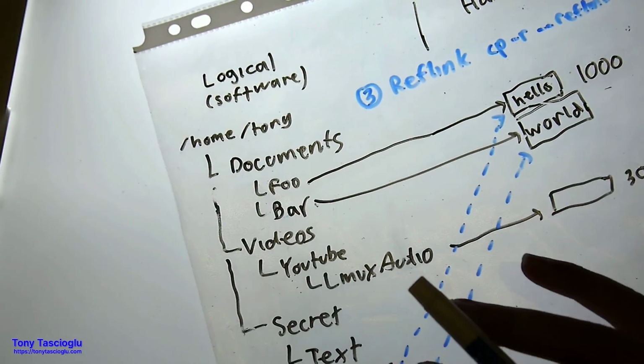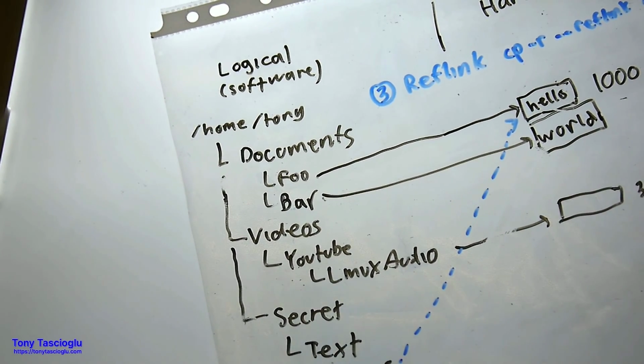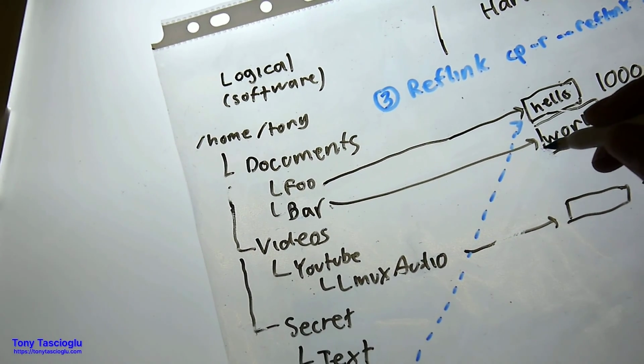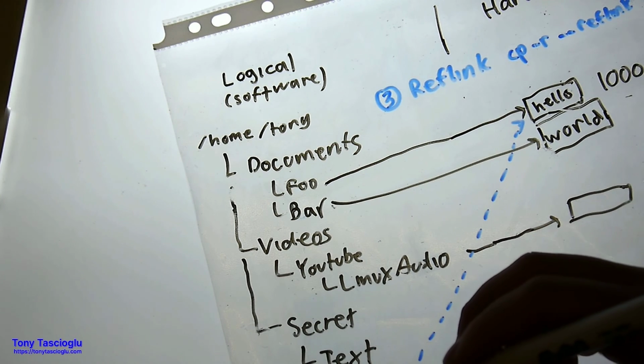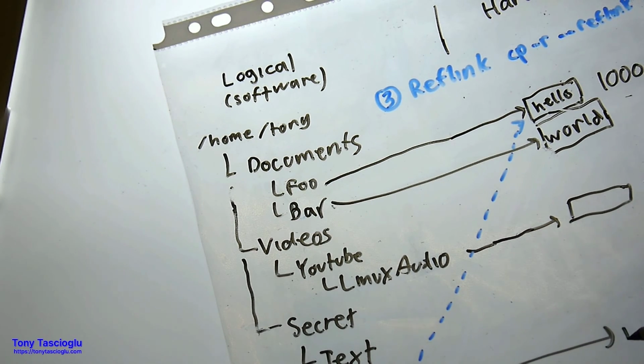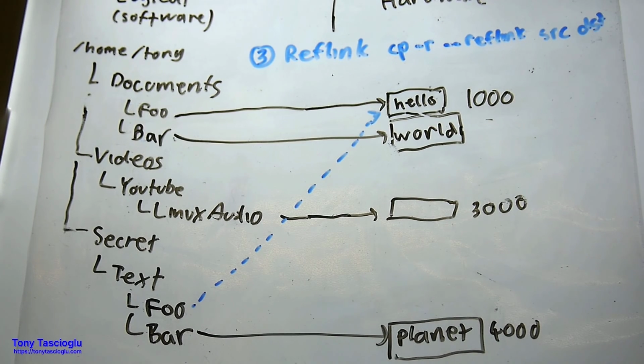But anyway, these point here, and then I update bar, say it said world, and now we're going to make it say planet. Then it gets copied here, and then we get a new block allocated for it. And so that's how reflinking works.